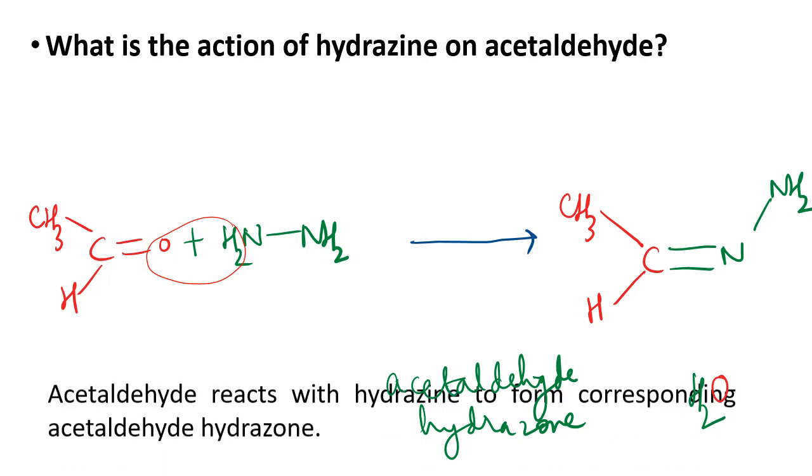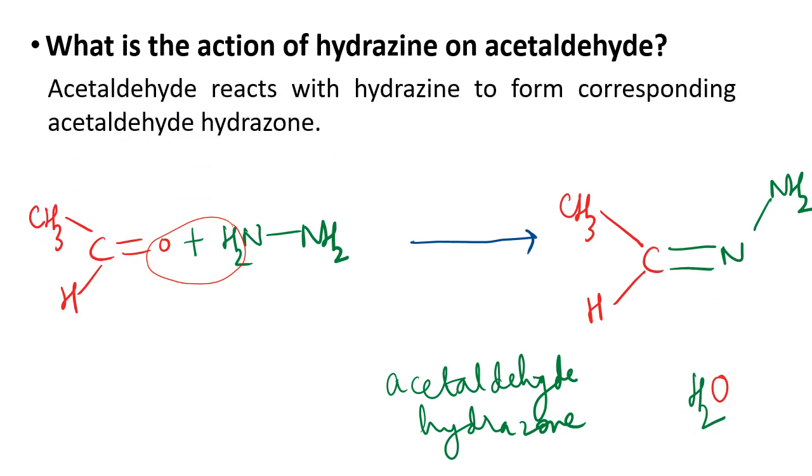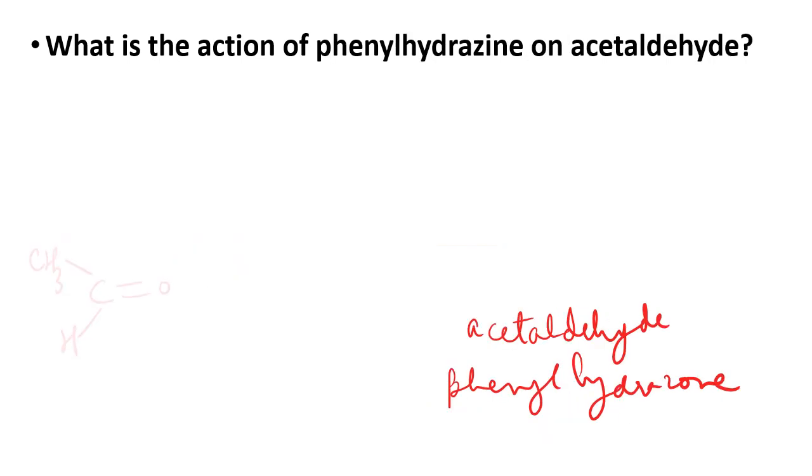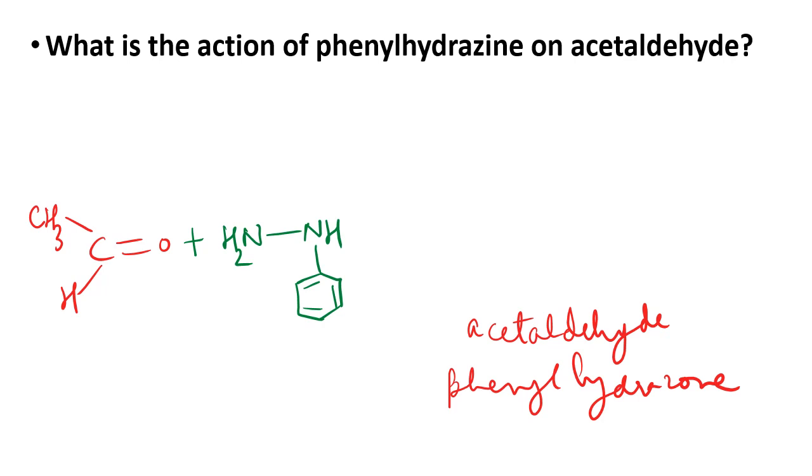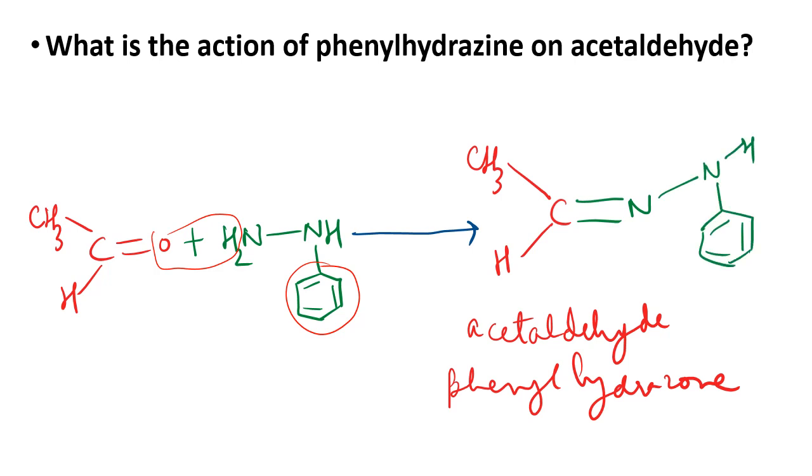Okay, we'll go now to the third derivative of ammonia, that is phenylhydrazine. Phenylhydrazine is nothing but hydrazine with the phenyl group here, right? And again the same logic is working, water is lost, so you will be able to complete the condensation reaction. The product will be called acetaldehyde phenylhydrazone. So what we have done so far, as far as ammonia derivatives are concerned, is we reacted hydroxylamine NH2OH, we reacted hydrazine NH2NH2, and we reacted phenylhydrazine, NH2NH with Ph on hydrazine.